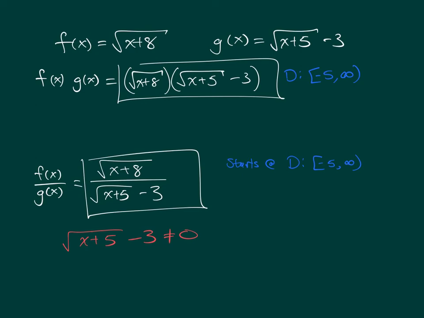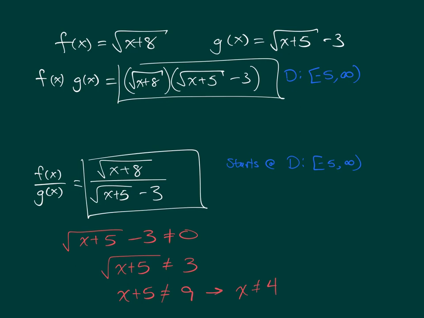So if you add 3 to both sides, you'll get this. If you square both sides, you will get the next step. And finally, if you subtract 5 from both sides, you will get the final restriction of x cannot equal 4. So now we have to combine these two ideas together. The domain has to be numbers that are bigger than or equal to -5, and x is not allowed to be 4. So how do we bring these two ideas together?